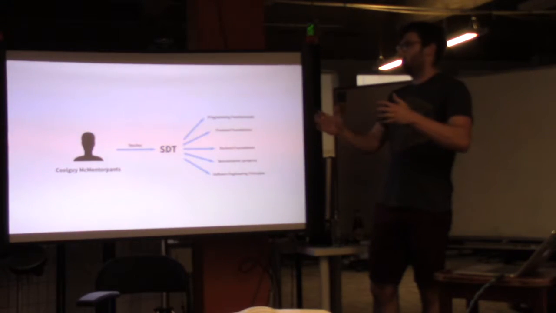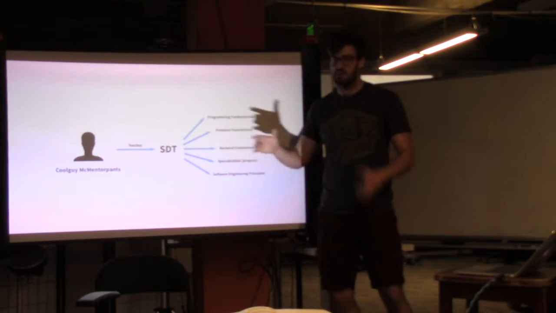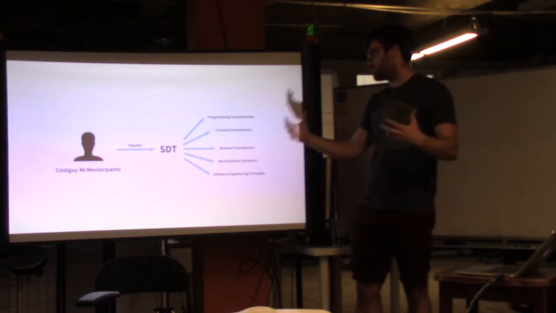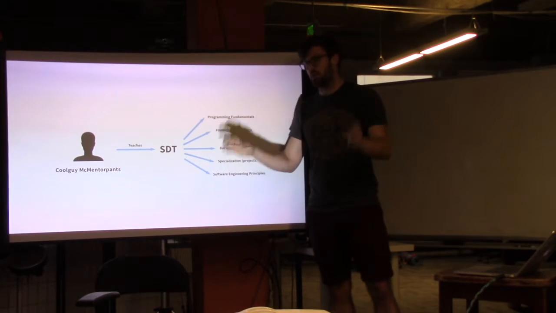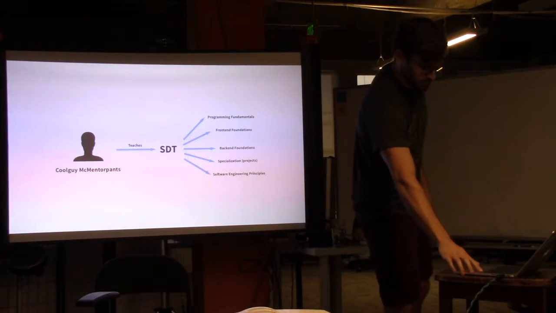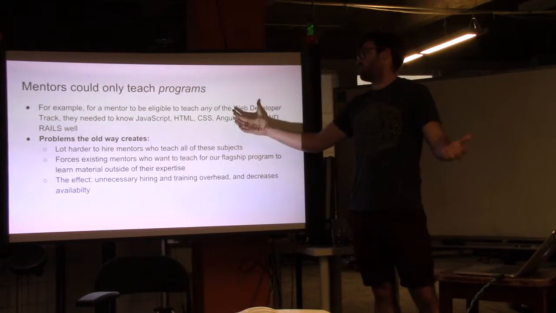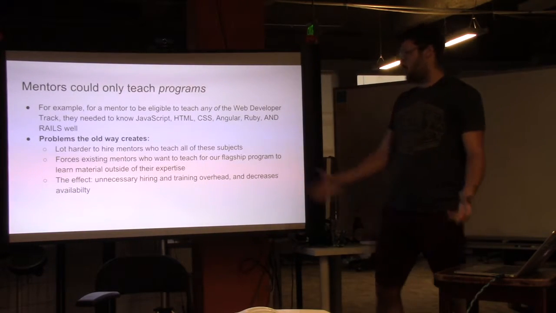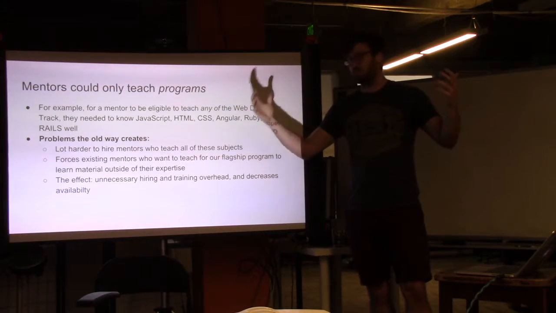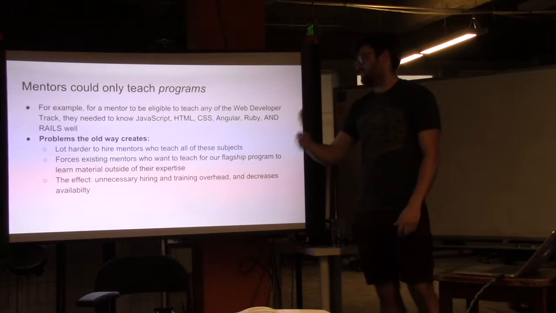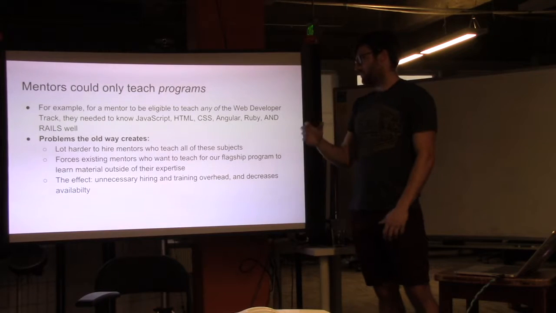Basically no way to filter down. Maybe cool guy McMentor Pants is better at front end, and he doesn't really want to teach back end, but he kind of knows back end, maybe it isn't good for the student. We don't know this. Basically there's this big glob that they have to know, or that we're saying they know, in order for them to teach anything. Basically, mentors could only teach programs. So if a mentor wanted to teach any STT or WDT at all, they had to know JavaScript, HTML, CSS, Angular, Ruby, Rails, and they needed to know them all well so that the student has a good experience, which creates these problems.